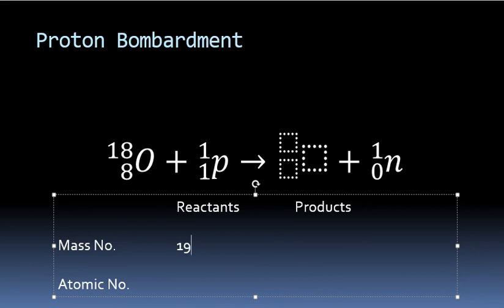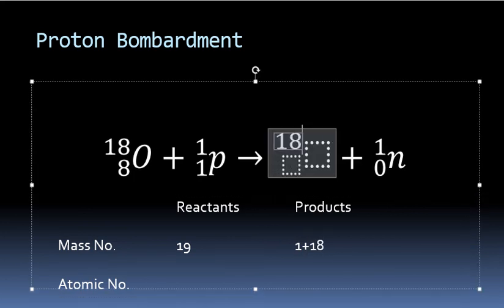Now then, on the right side of the equation, we need a total of 19. We're going to need a total of 19. So what plus 1 gives us 19? Since we have 1 already from the neutron. So what plus 1 equals 19? Well, 18. Therefore, in this case, the mass number of our two nuclei do not change.